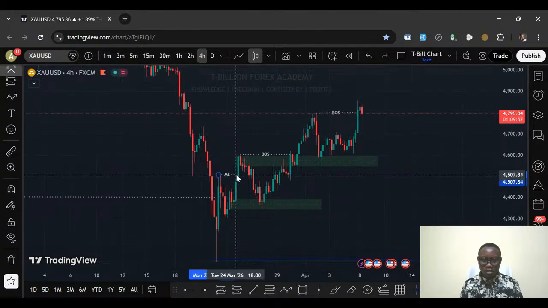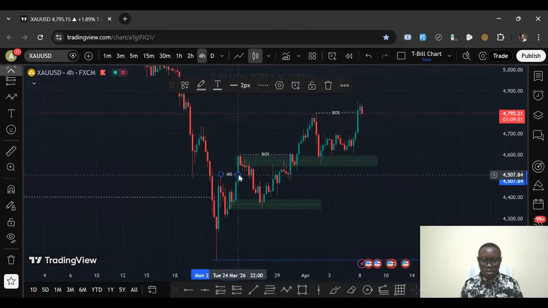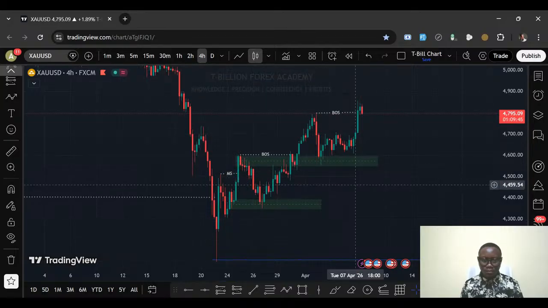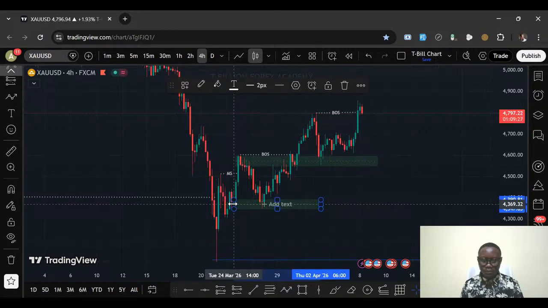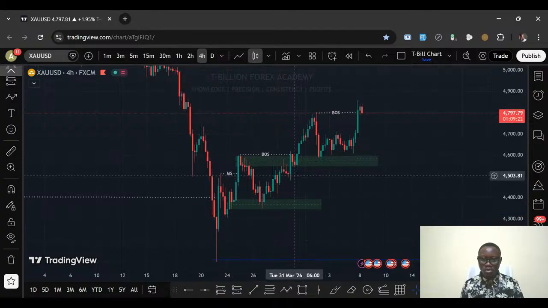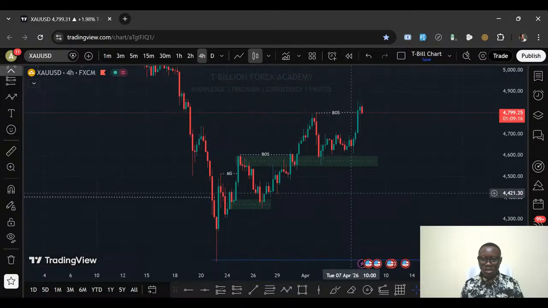So we got a market shift right here, then price got this inducement right here, and price tapped into this order block right here. Price tapped into this order block and gave this bullish move. So let's just put this aside because it has been mitigated.